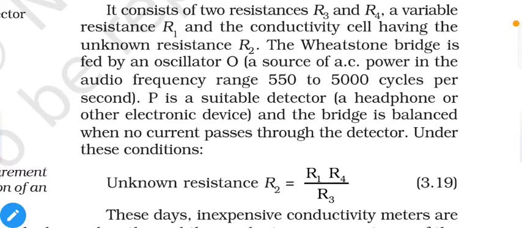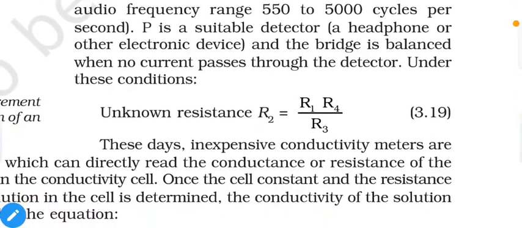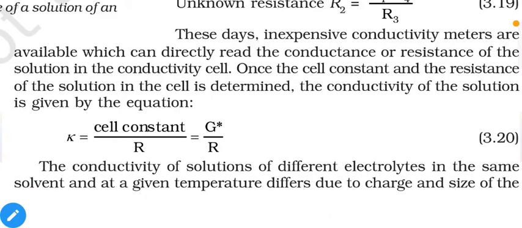The bridge is balanced when no current passes through the detector. At that time we can find the unknown resistance using the equation given below. R2 is equal to R1 into R4 divided by R3. But nowadays we have inexpensive devices which can give the direct value of conductivity or resistivity.